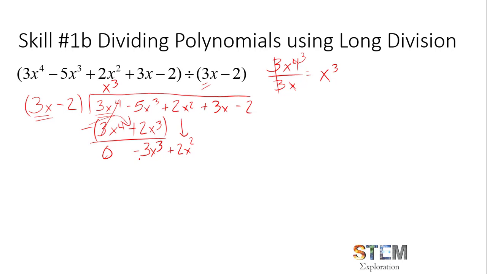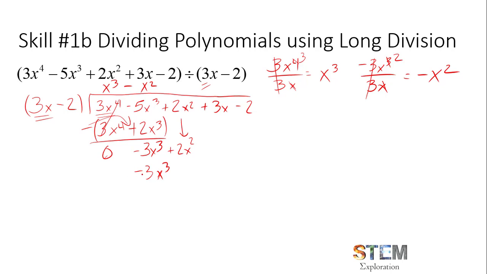And now what I'm going to do is I have negative 3x cubed as my next term. Well, what do I have to multiply 3x by in order to get 3x cubed? Well, let's go 3x cubed and divide it by 3x, and then we'll find that out. So again, boom, boom, boom, and we'll get negative x squared as what we would need to create that term. So that's what I'm going to put up here because that's what I need to cancel out. Negative x squared, and negative x squared times 3x is going to give us negative 3x cubed.